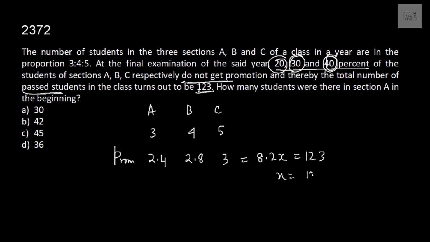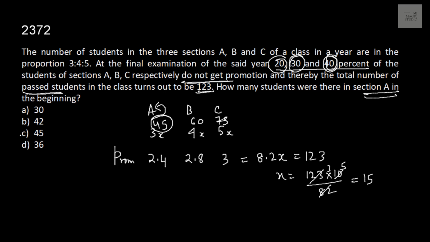That means X equals 123 into 10 divided by 82, which gives X as 15. So here the common ratio was X. So the number of students in A, B, C: A is 45, here we have 60 and here we have 75. Now the question: how many students were there in section A in the beginning? In the beginning, there were 45 students in section A, that features in option C.